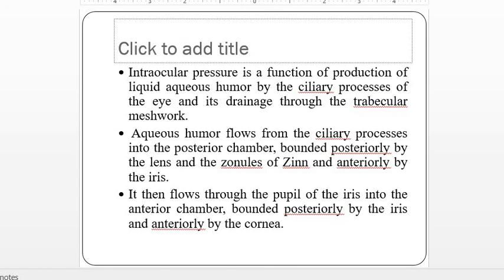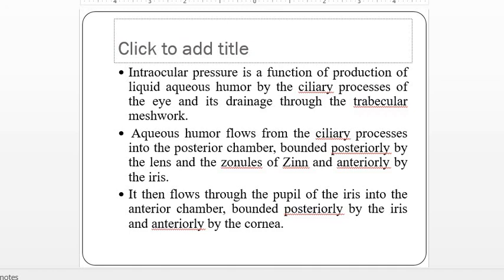And ultimately, intraocular pressure is a function of production of liquid aqueous humor by the ciliary process of the eye and its drainage. So intraocular pressure basically means the proportionate or equilibrium between the production and drainage of the aqueous humor through the trabecular meshwork.